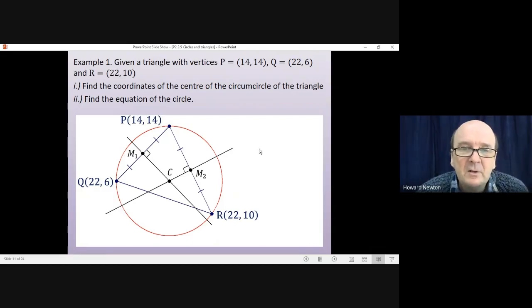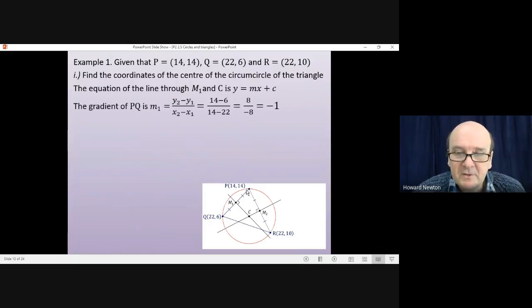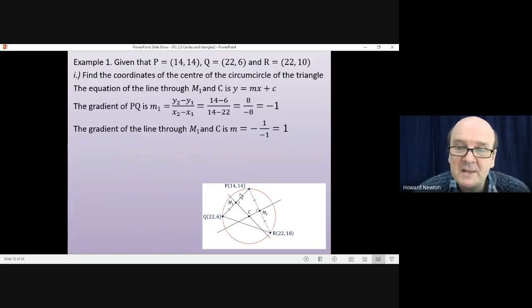Okay, let's have a look. So that's the question. I'm going to find the equation of the line that goes through M1 and C. Well, that line has the equation y equals mx plus c. As always, I'll find the gradient first, m. Well, to find the gradient, I'll find the gradient of PQ, which is the difference between the y values and the x values. That gives me the gradient of PQ is equal to -1. The gradient of the line that I want through M1 and C is at right angles to that, so I'll do -1 divided by -1, which gives me a gradient of 1.